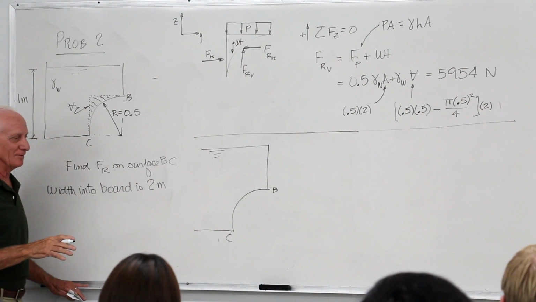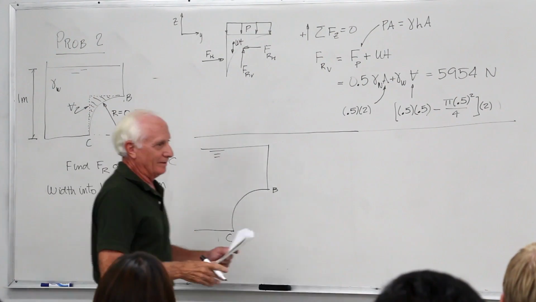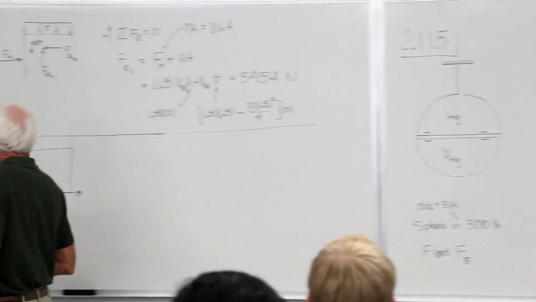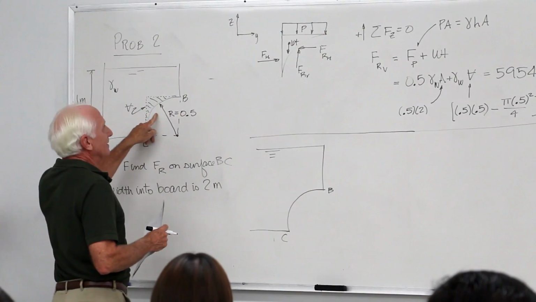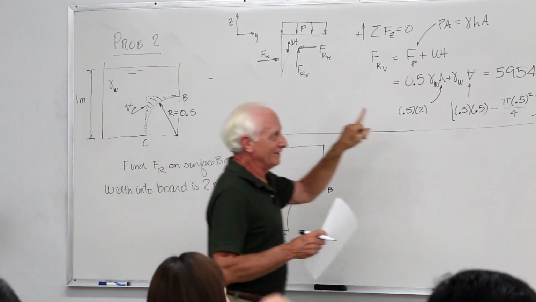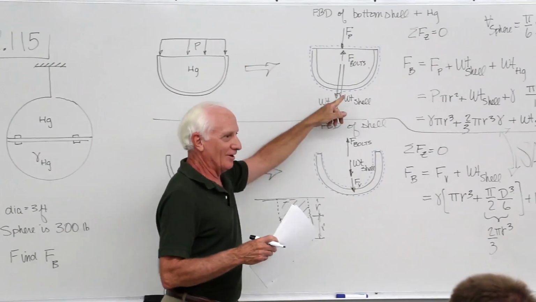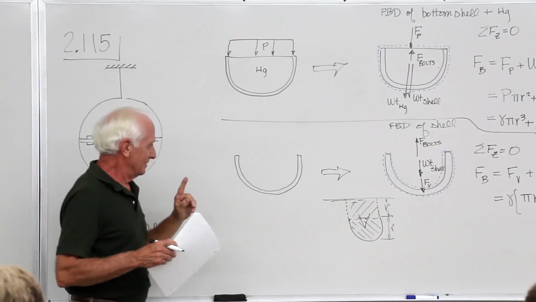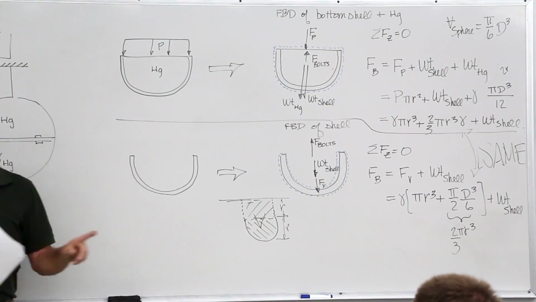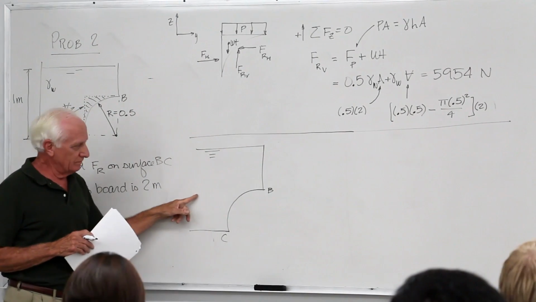The vertical one's a tough one. Okay. I'll do it the second way. How is this one done again? Take a free body diagram of that little piece of water. Take a free body diagram of the mercury and the shell. Now I take a free body diagram of what? The shell all by itself. A free body diagram of what? The surface BC all by itself.